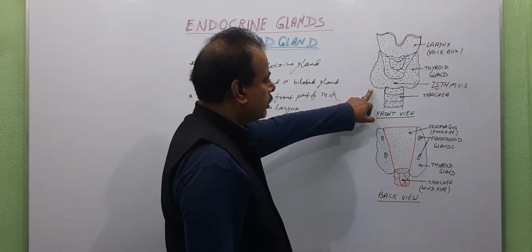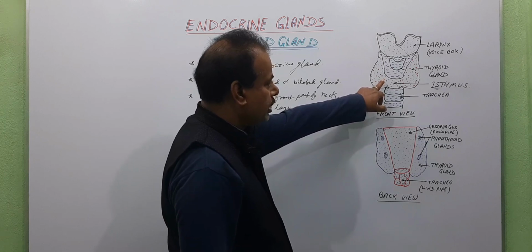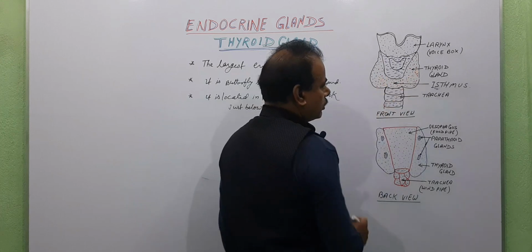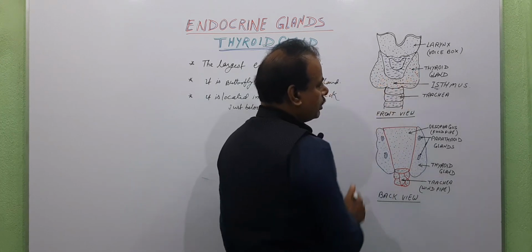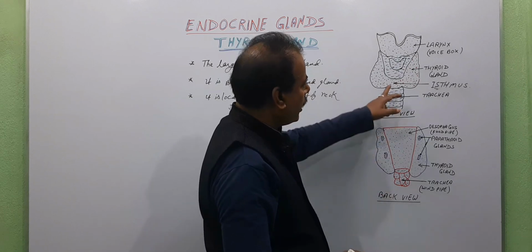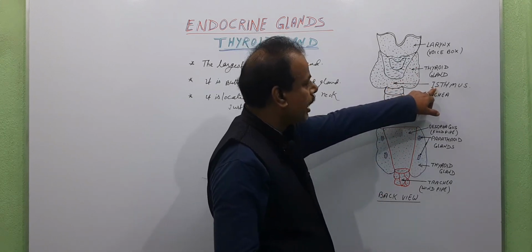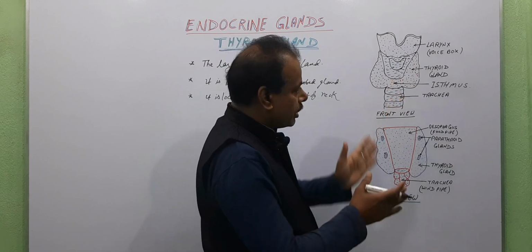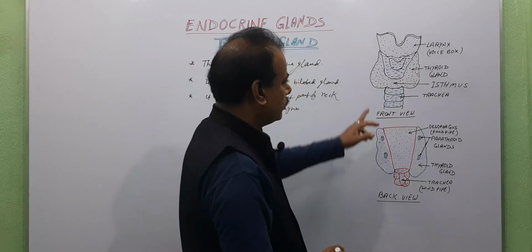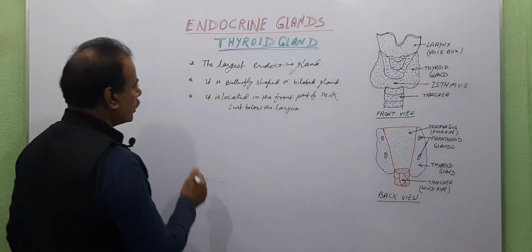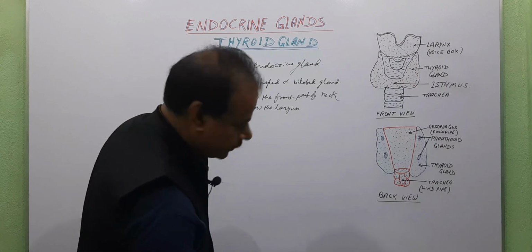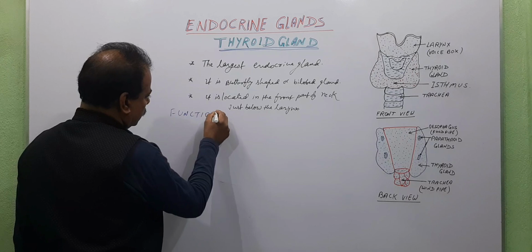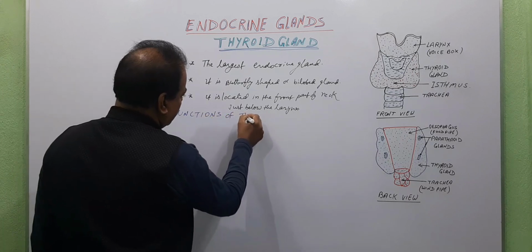Now, thyroid gland, which is butterfly shaped as well as bilobed structure, and these 2 lobes of the gland are connected with each other by means of isthmus, and this isthmus is also known as interconnection. So interconnection connects both the lobes of the thyroid gland. Now the functions of thyroid gland.